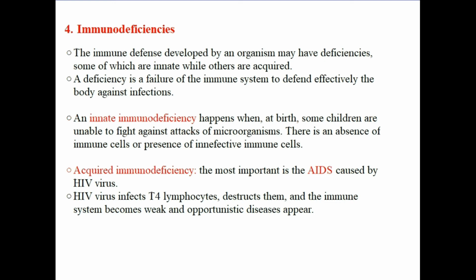Second type is the acquired immunodeficiency. The most important is the AIDS caused by HIV virus. The HIV virus infects T4 lymphocytes, destroys them, and the immune system becomes weak and many diseases might appear.